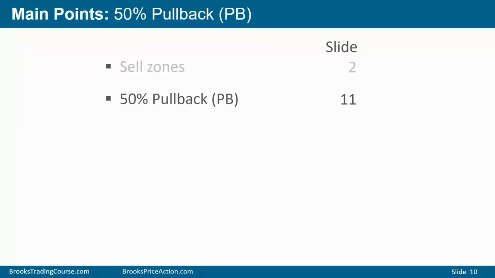50% pullbacks are always very important because the math favors a resumption of the trend. Probability favors the trend continuing.